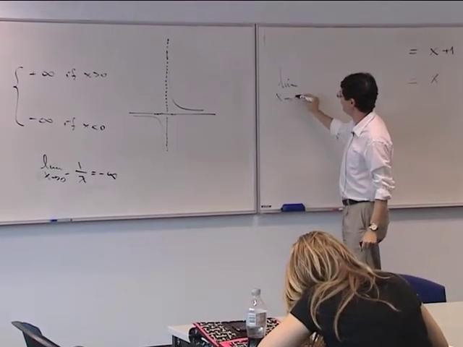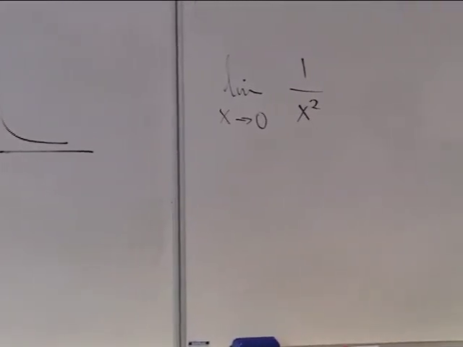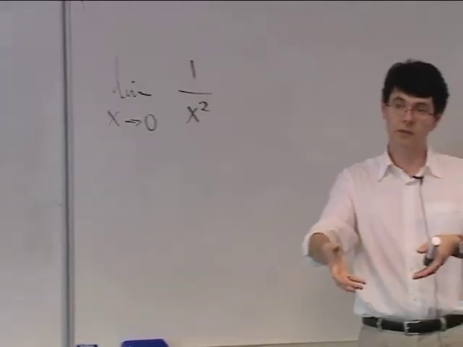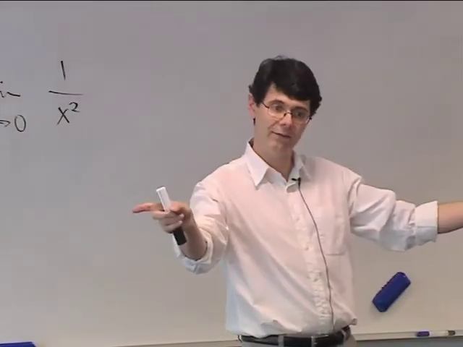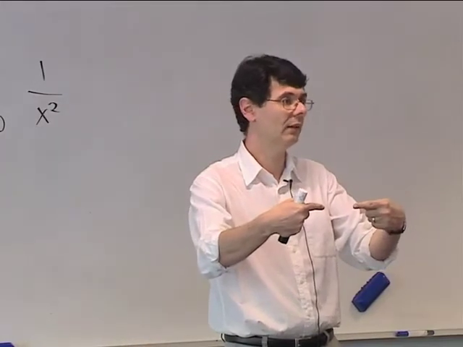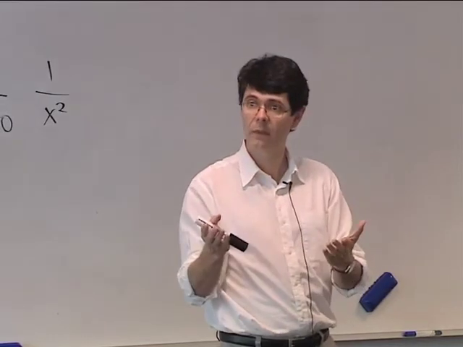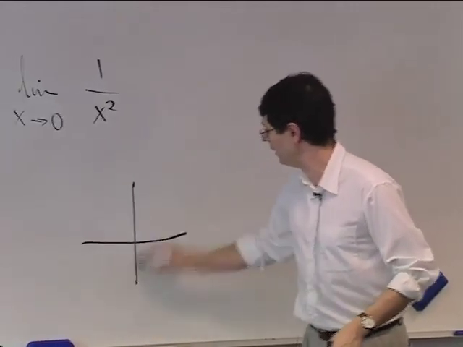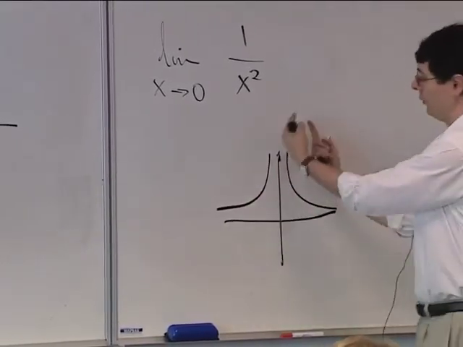Limit, when x goes to 0, of 1 divided by x squared. Now, you notice that because the x is squared, negatives became positives, right? So it doesn't matter if you go from the right or from the left, you get the same answer in the end. Okay? Happy with that? The graph of this function here is like that. Both sides going to infinity.